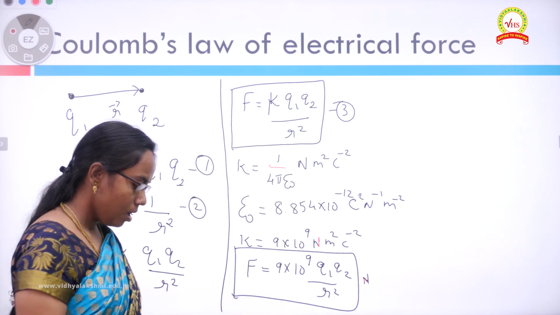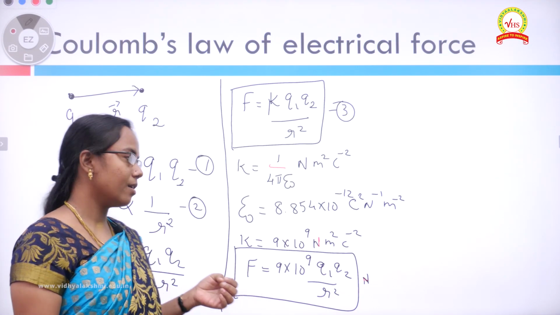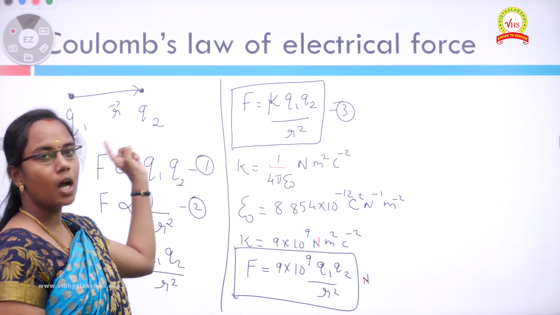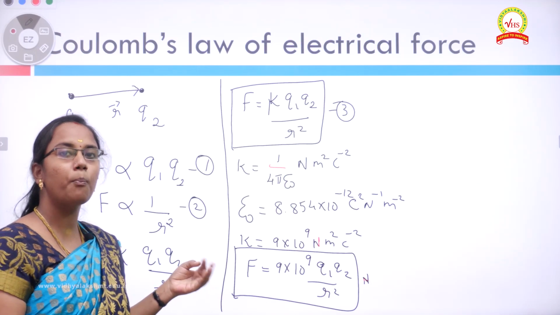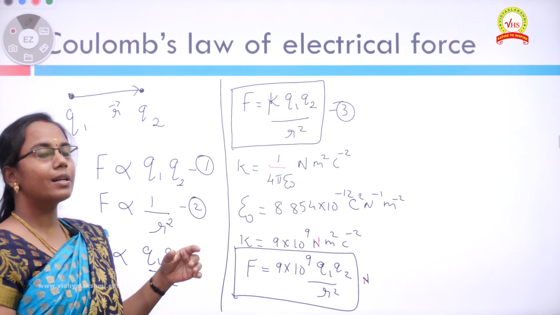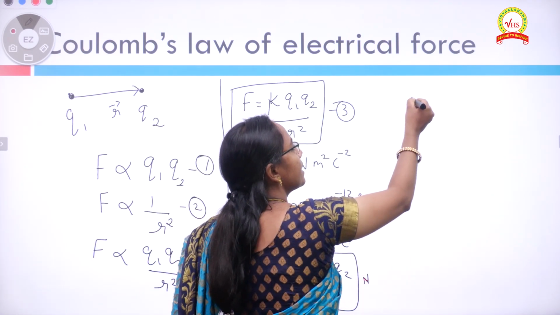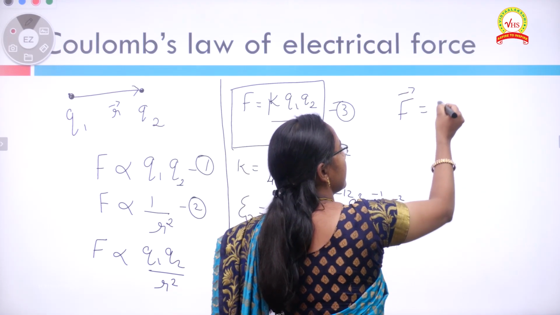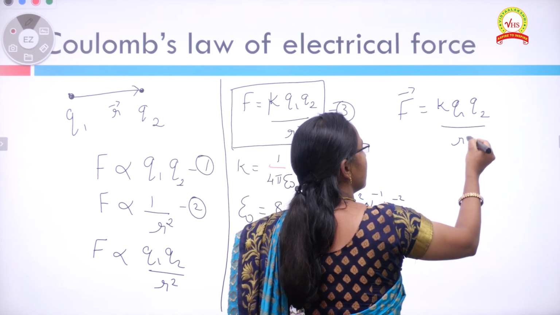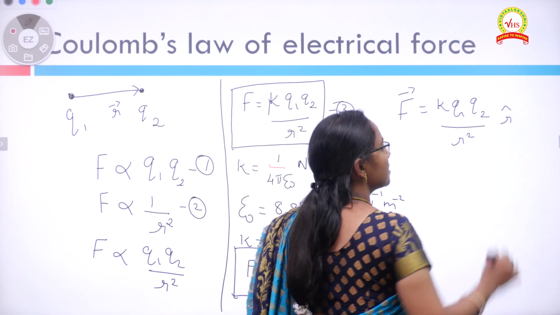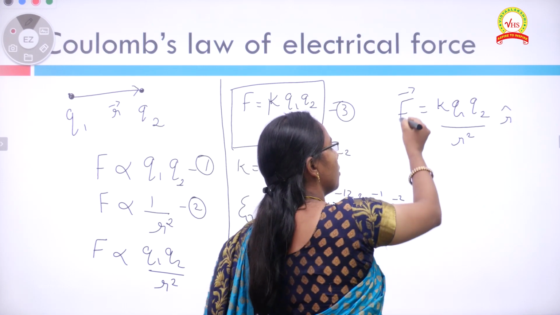What about the direction? So, here force is a vector quantity, so it should possess a direction. Its direction is along the position vector r. Q1 is the source charge, it is only going to produce the force, and Q2 is the point charge which is going to experience the force. So, the direction of force will be along the vector r. We can write F vector is equal to K times Q1 Q2 by r square into r cap, where this r cap represents the unit vector to represent the direction of the force.